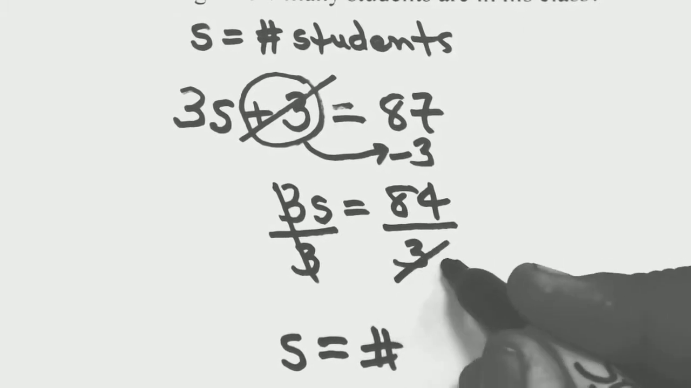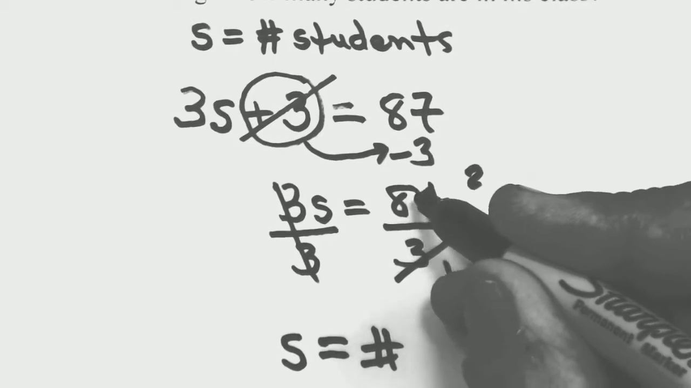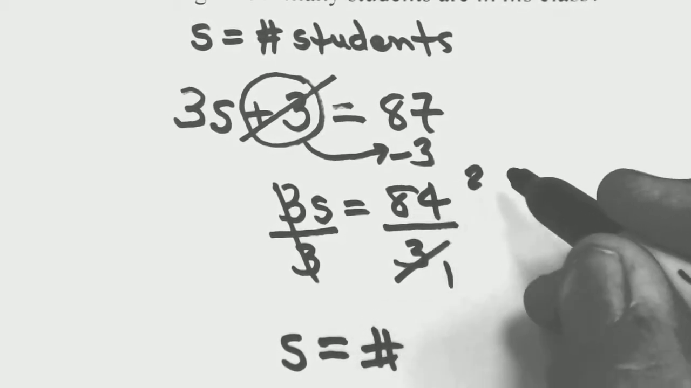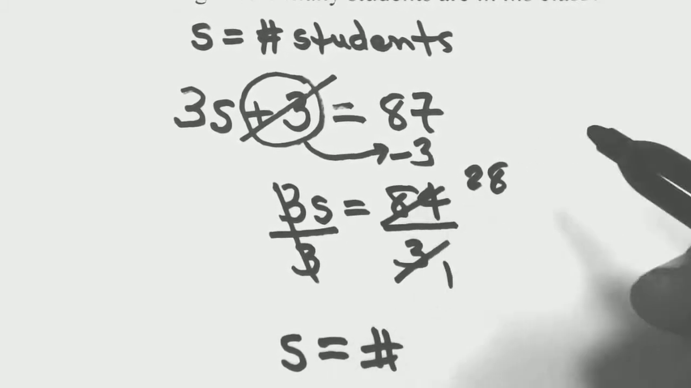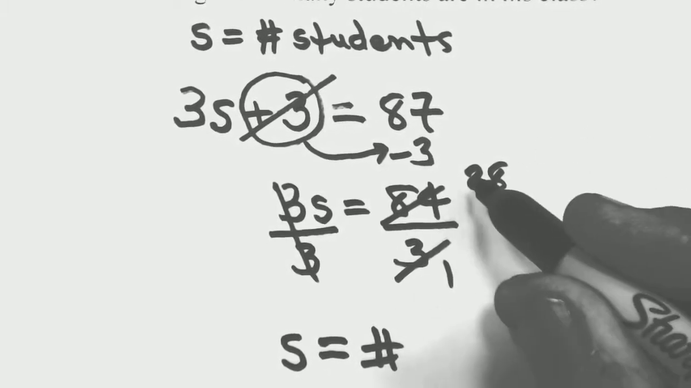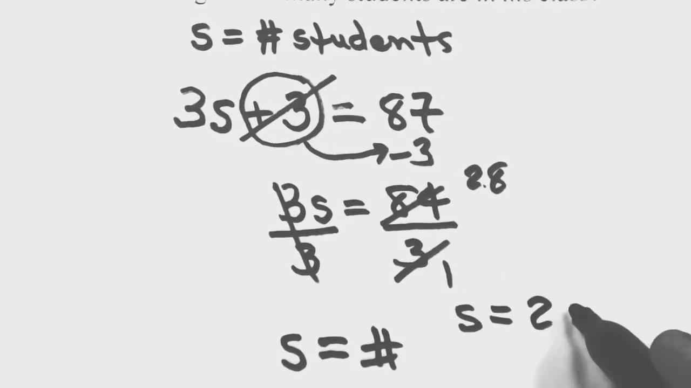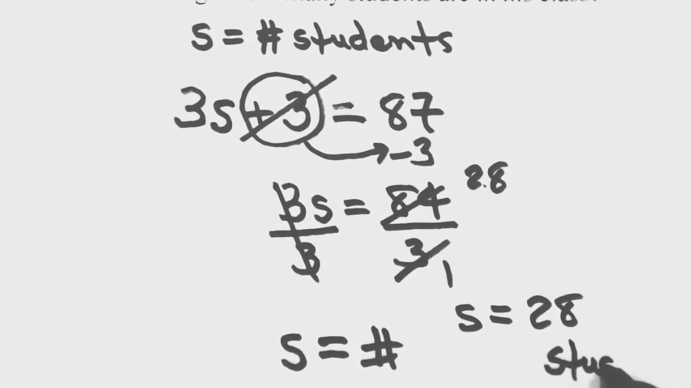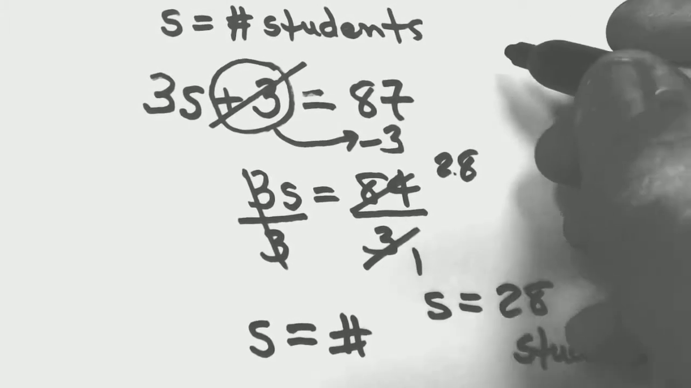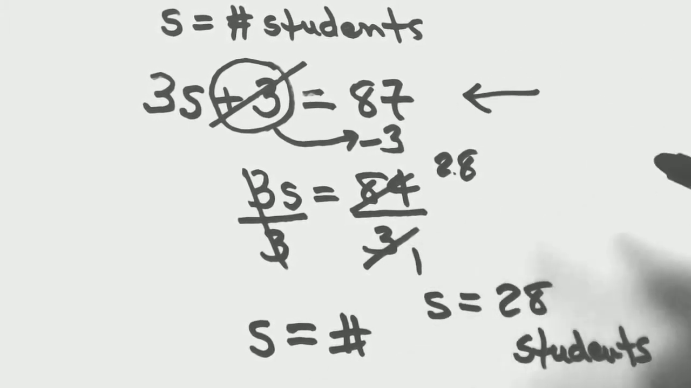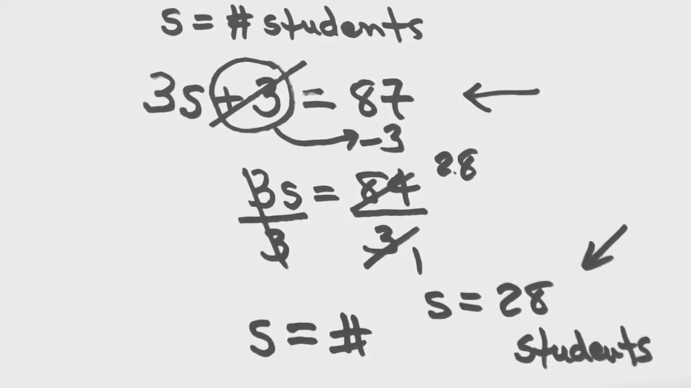Let's see, 3 goes once here, and to 8 it goes twice. That's 6. There's 2 parts left over. That's 24. And 3 times 8 is 24. So I think 3 goes into 84 28 times. We end up with 28 over 1, or S equals 28 students that were in that math class of his. Okay, once again, you'd need to give an original equation and, of course, a final answer here, complete with the units.